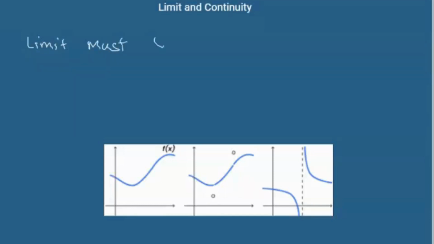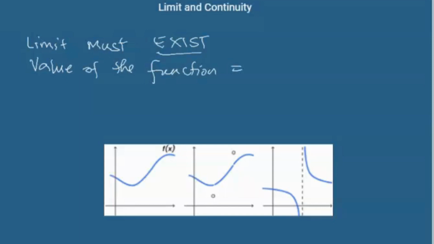So for us to be able to check whether the limit exists, we need to make sure that the left hand limit and the right hand limit are equal, and also the value of the function must be equal to the value of the limit at that point.